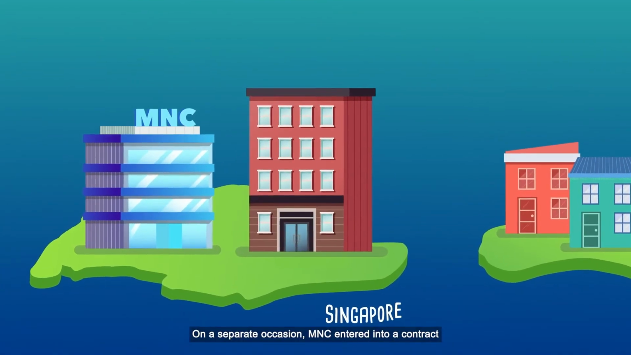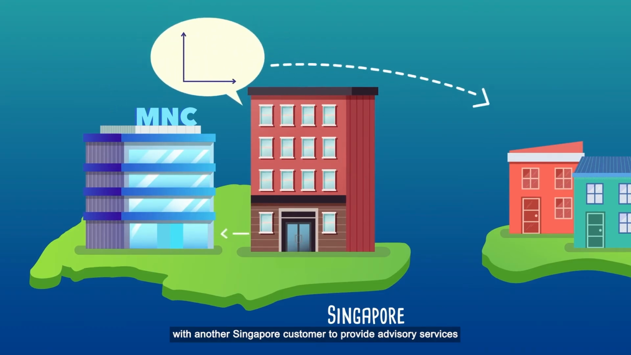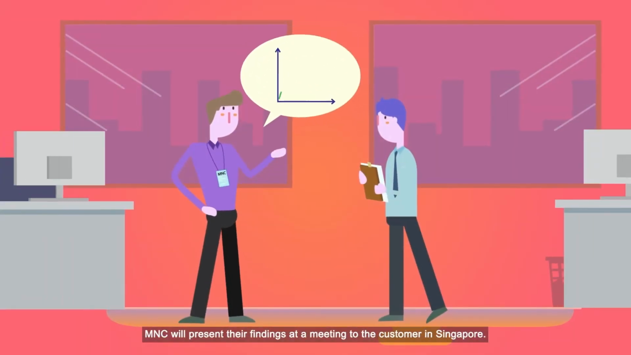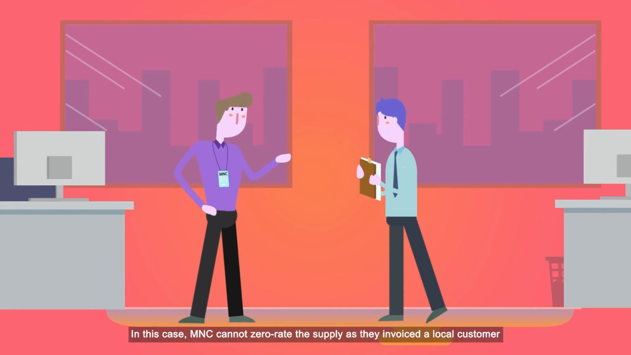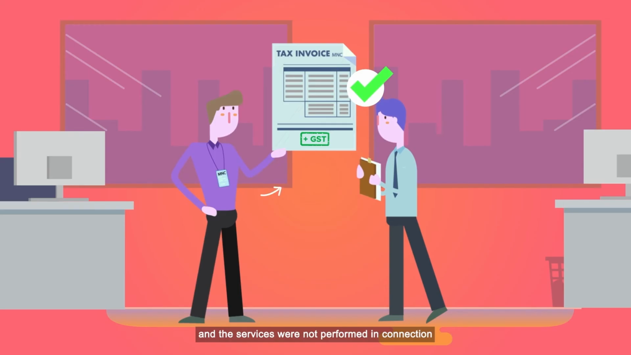On a separate occasion, MNC entered into a contract with another Singapore customer to provide advisory services on general property market conditions in Thailand. MNC will present their findings at a meeting to the customer in Singapore. In this case, MNC cannot zero-rate the supply as they invoiced a local customer and the services were not performed in connection with land or goods situated outside Singapore.